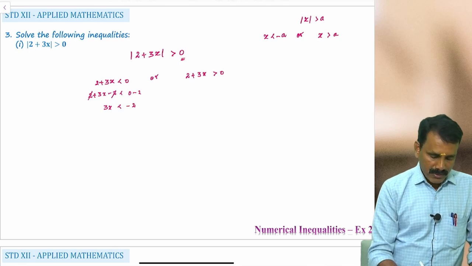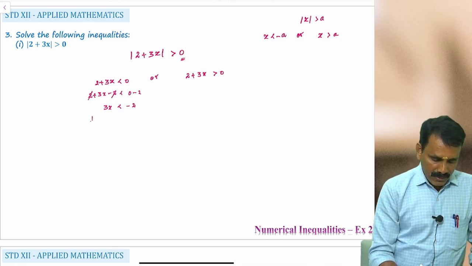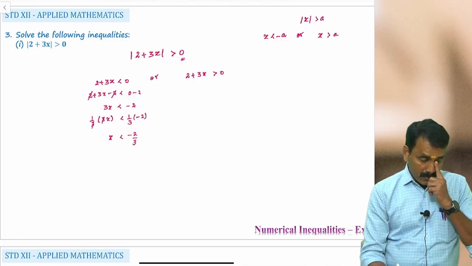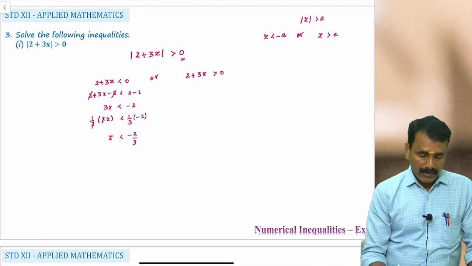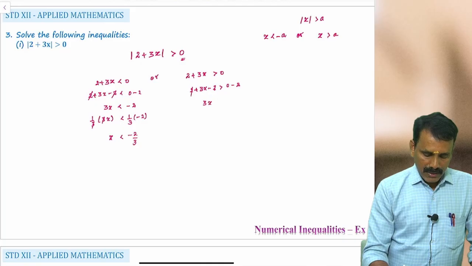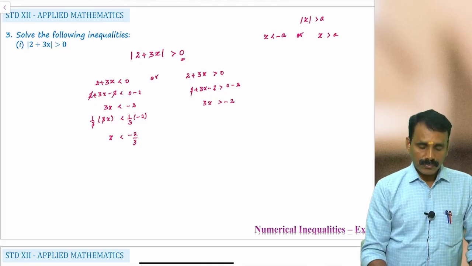I want to remove 3. So we multiply by 1 by 3: 1 by 3 into 3x less than 1 by 3 into minus 2. So the 3 cancels, and x is less than minus 2 by 3. Okay, x is less than minus 2 by 3. If you take this other part, 2 plus 3x greater than 0, 2 plus 3x minus 2 greater than 0 minus 2. The 2s cancel. So 3x is greater than minus 2. To remove 3, we multiply by the multiplicative inverse.